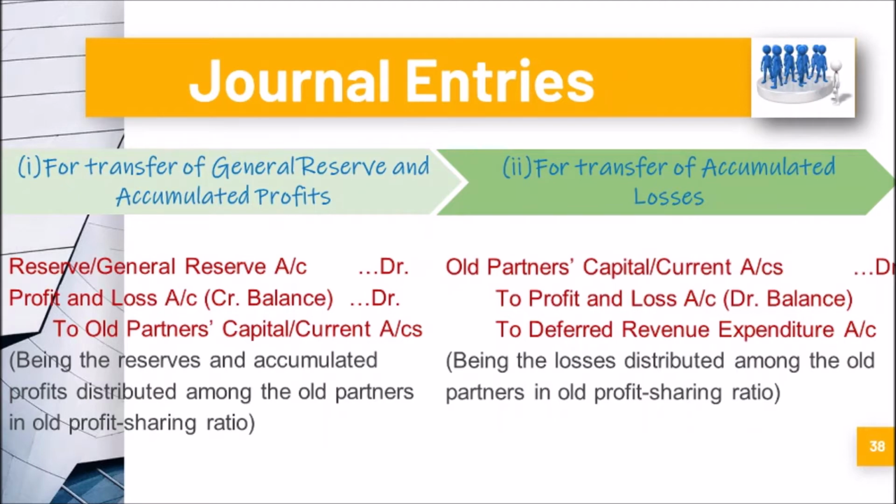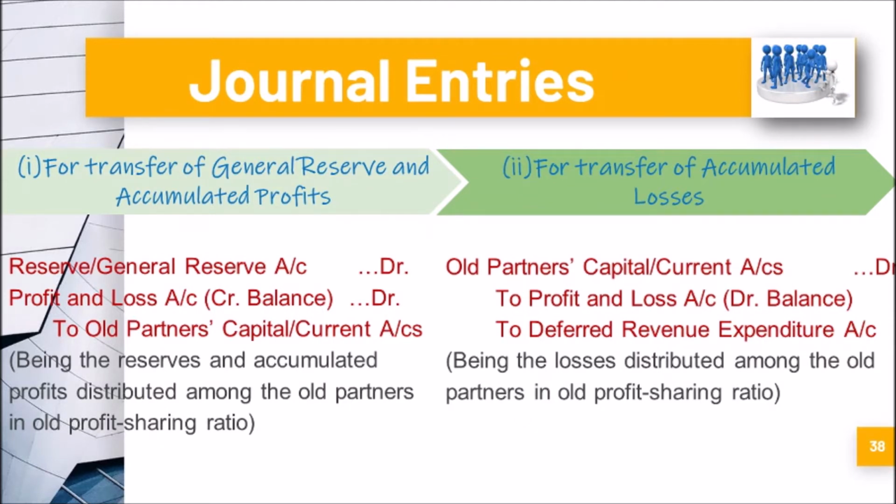You can compare these entries with the entries that we learned in the same case at the time of chapter number 4, change in profit sharing ratio, right? The only difference you will find is that in place of all the partners, here it is written old partners. All right. So in case of profit and reserve, what entry will be passed?